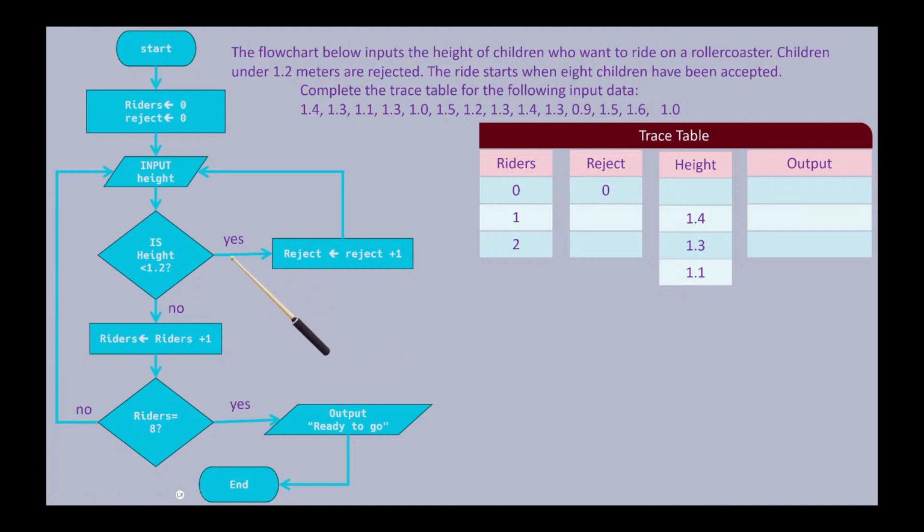So now we do what? We come here, this time, this way. Reject equal to reject plus 1. So we add 1 to the value of reject. And then we go back again. Okay. We ask the user to input the next value. Next value is what? 1.3.